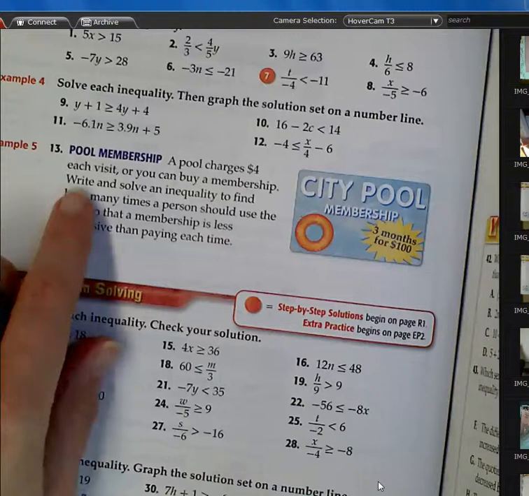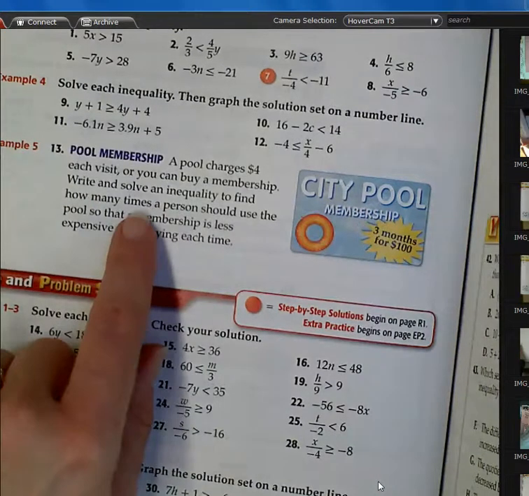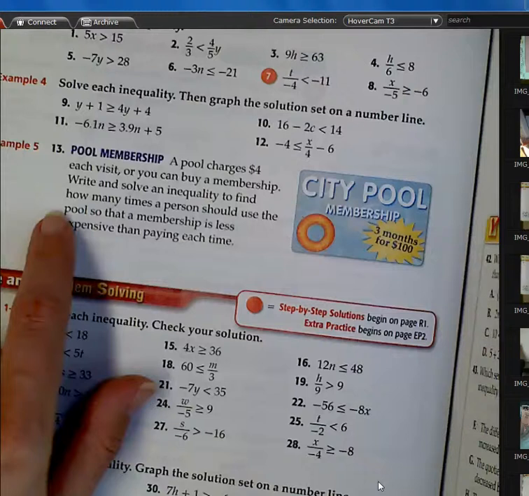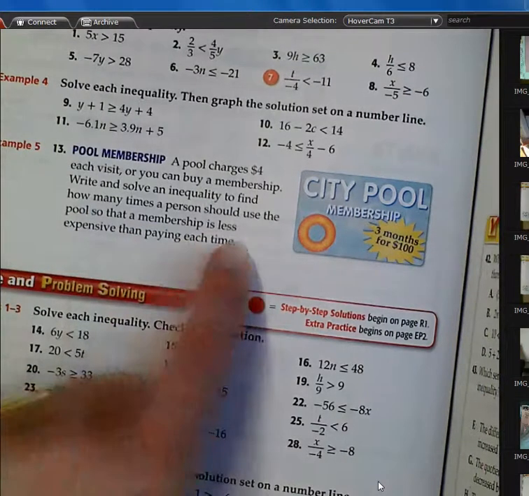It says write and solve an inequality to find out how many times a person should use the pool so the membership is less expensive than paying every time.